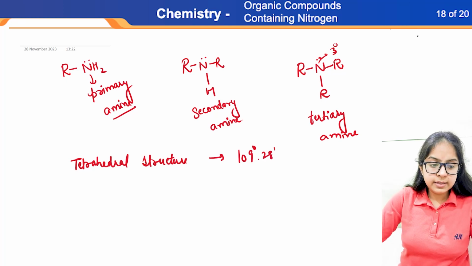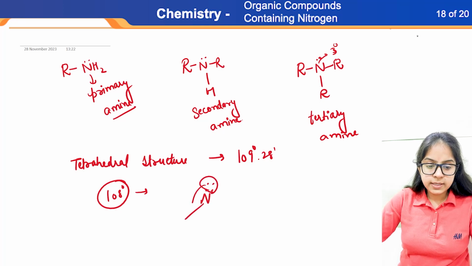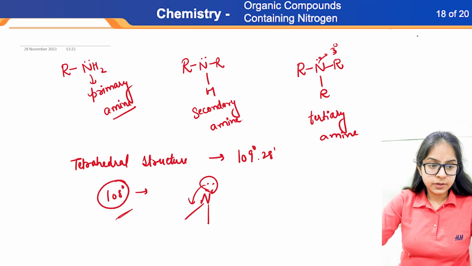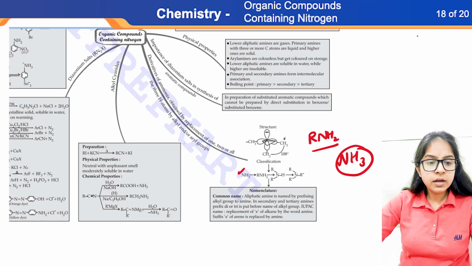But here the angle is less than that. In the case of amines, it is reduced because of the repulsion caused by the lone pair on the bond pairs. The repulsion caused by the lone pair electrons makes the bond pairs shift or compact, and that's why the angle is smaller. Now this is the classification: ammonia, then primary amine, then secondary amine, and then tertiary amine.